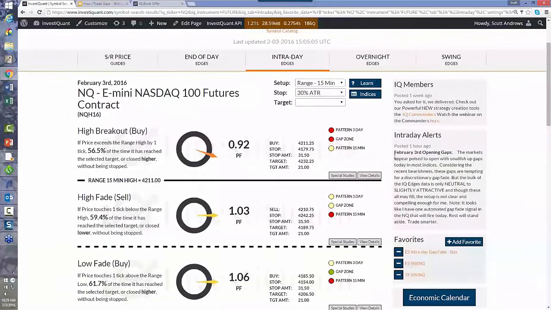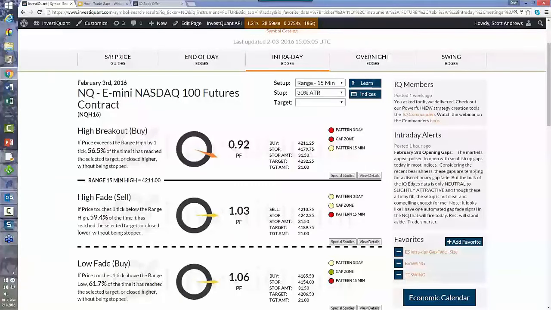Oh, here's my morning commentary that I posted. Markets appear poised to open smaller sharp gaps today in most indices, considering the recent bearishness of these gaps, so tempting for a discretionary gap fade. But the bulk of the IQ edges data is only neutral to slightly attractive, and though these may fill, the setup is not clear and compelling enough for me. Now, so it looks like I have one automated gap fade signal.